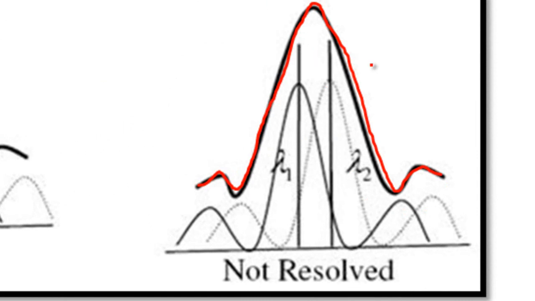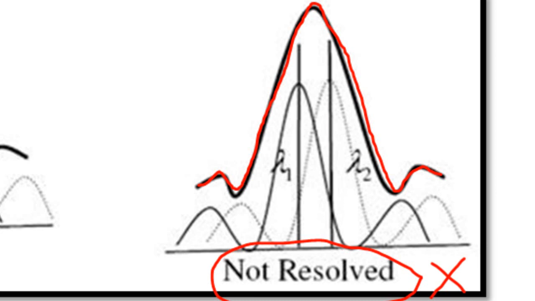Instead, you will observe only a single peak. Such wavelengths, which are very closely spaced, such that in the diffraction pattern the principal maxima of the two wavelengths lambda 1 and lambda 2 are very closely spaced, cannot be distinguished from each other, and this is called the not resolved case. So the two wavelengths are said to be not resolved.